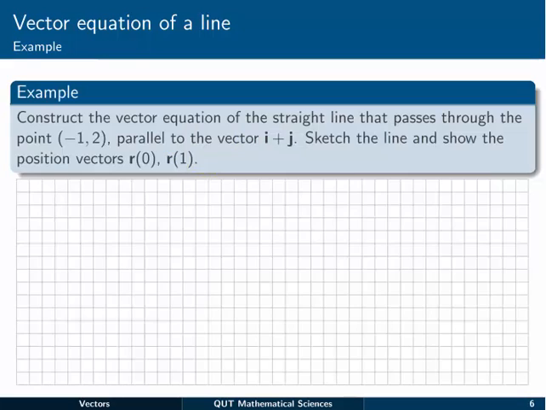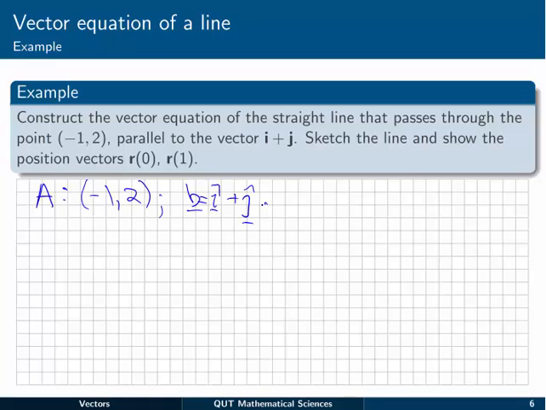We need to construct the vector equation of the straight line that passes through the point minus 1, 2, parallel to the vector i plus j. Sketch that line and show the position vectors r0 and r1. So here we have the point A, minus 1 and 2, and our vector b is equal to i plus j. Stop the video now if you like and have a go at this one yourself.